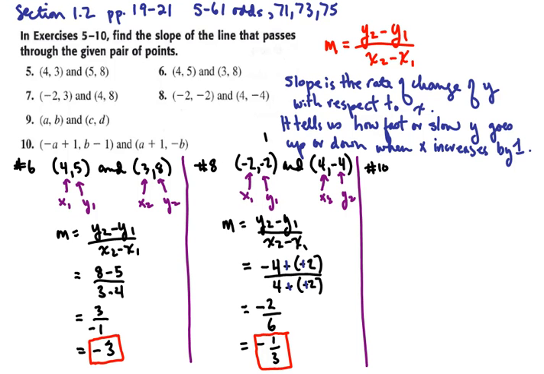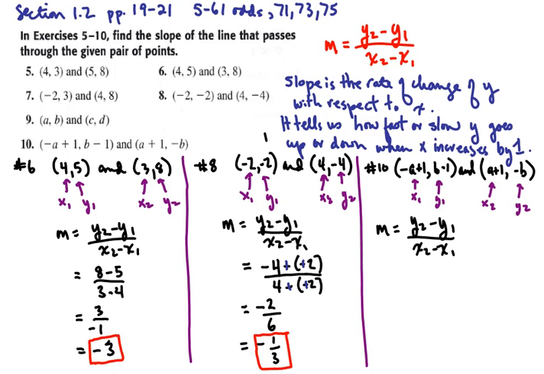Okay, going on to number 10. Our first point is negative a plus 1 comma b minus 1. We'll label that x1, y1. The second point, we have a plus 1 comma negative b, and we label that x2, y2. We start with our formula and begin to plug in. y2 is negative b minus y1, which is b minus 1, and we'll put that in parentheses, divided by x2, which is a plus 1, minus x1, which is negative a plus 1.